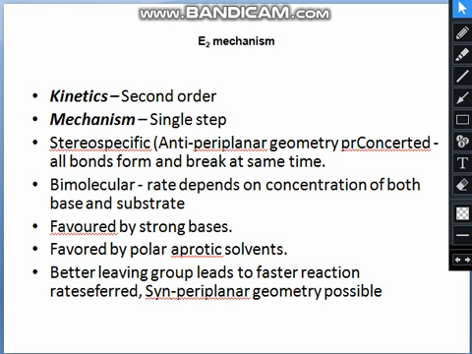The E2 reaction is a second order reaction. It is a single-step reaction, stereospecific, with anti-parallel geometry preferred. It is bimolecular, with the rate dependent on the concentration of both base and substrate. It is favored by a strong base, favored by a polar solvent, and a better leaving group leads to a faster reaction rate. And in this, an increased rate of E2 reactions occurs.